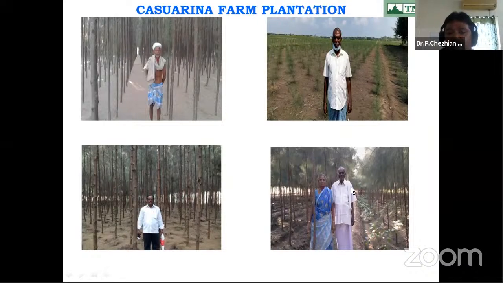Actually, this man was traditionally a Sorkan grower. Due to age constraints, he wanted to grow cashew nut. Personally I went and explained. Within 2 years, he harvested 45 tons, and he earned 1.5 lakhs. He is so happy. He also cultivated vegetables and other pulses in between.